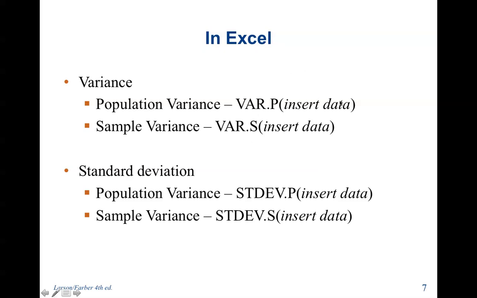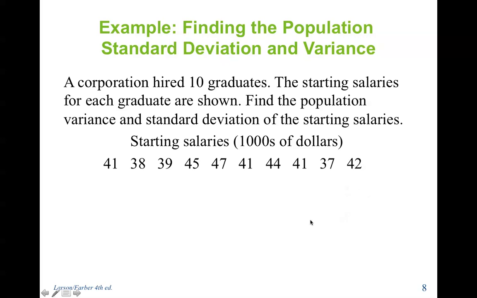And this insert data really just means to put the data in there. You can either highlight the cells, or you can type the cells in, like A1 colon A9, or you could type each individual data entry separated by a comma. And then for standard deviation, here's the population code, which is STDEV.P. Then again, insert the data the exact same way I just discussed. And the sample one, this should be population standard deviation and sample standard deviation, where you insert the data just as I had shown before.